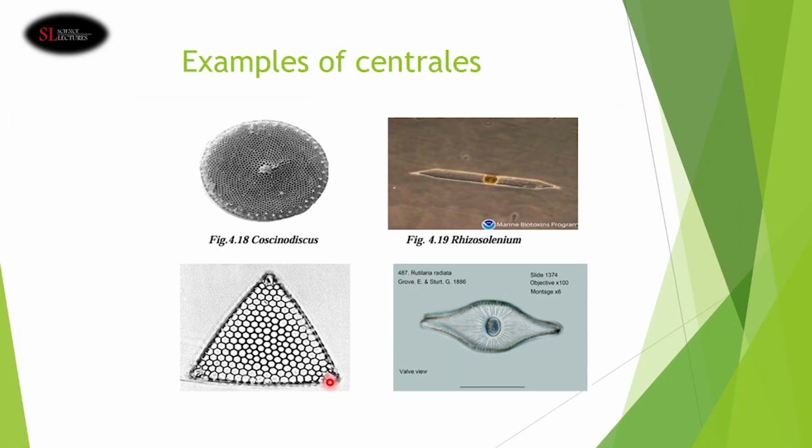So here I just have an example of two centriales. This is Cosmiodiscus and Rhizosolenia. So this is how they look like.